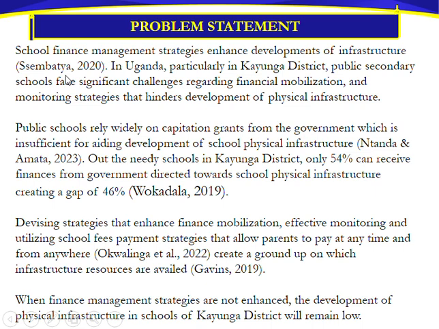Okay, let's see. In Uganda, particularly in the Kayunga district, public secondary schools face significant challenges regarding financial mobilization and monitoring strategies that hinder development of physical infrastructure. This person should tell us here the source of this fact. That is Sembatia. Sembatia has got this statement.